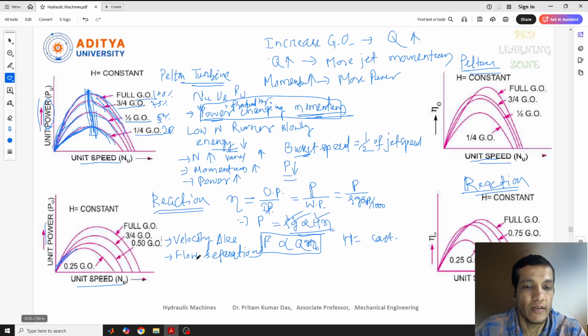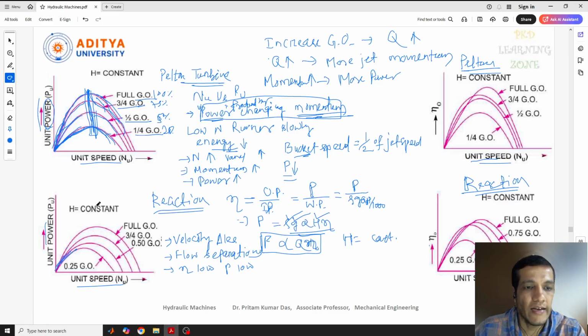At low speed, the flow separations are more. Because these flow separations are more, you will get low efficiency. And due to low efficiency, your power is also low. Or you can say low power is there, and low efficiency will be identified.